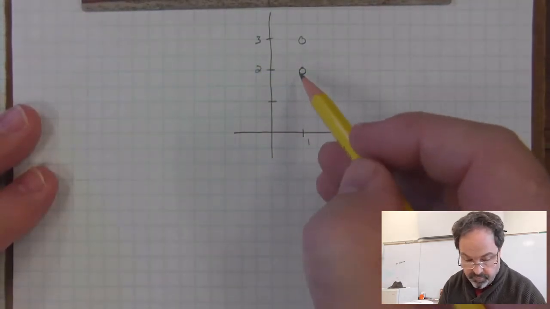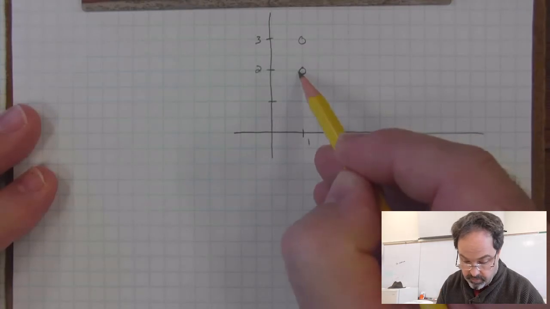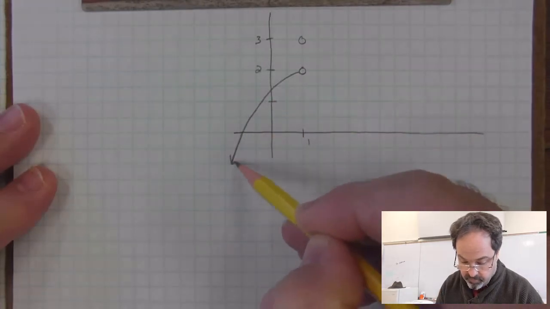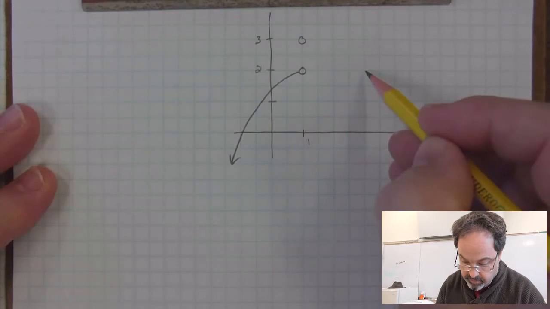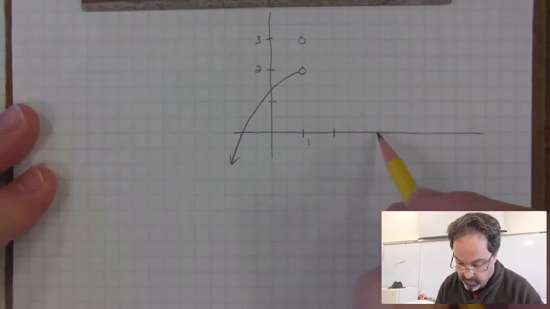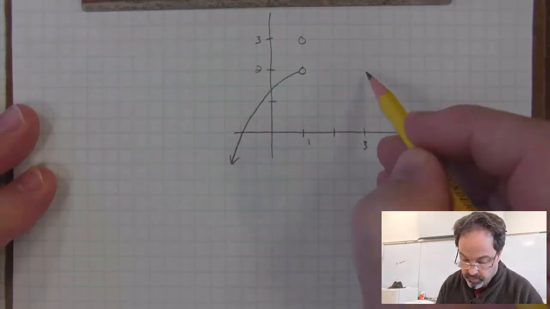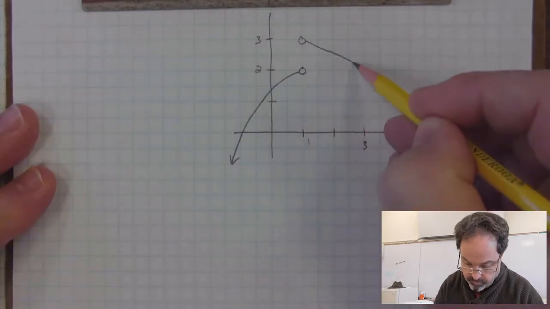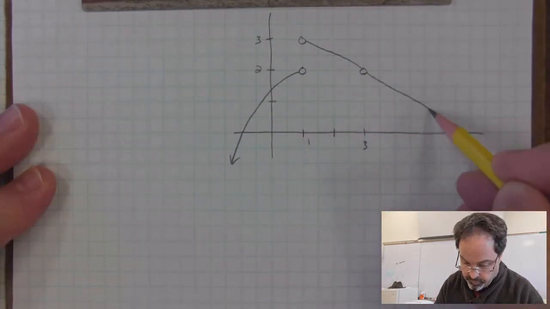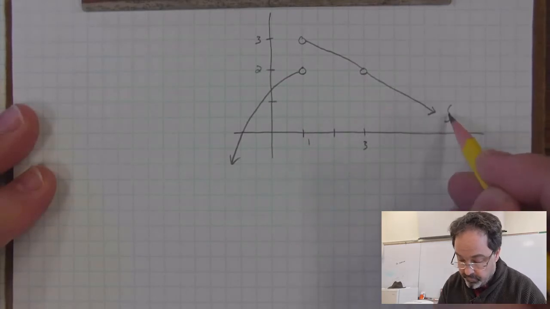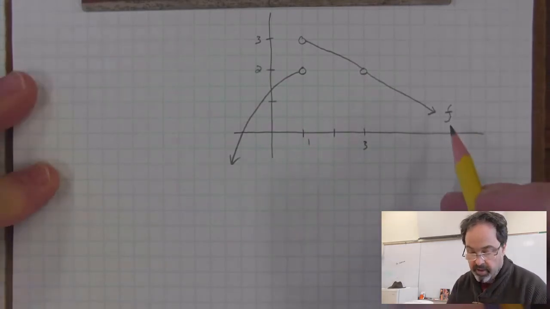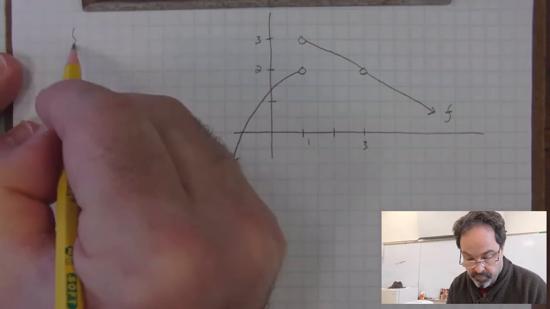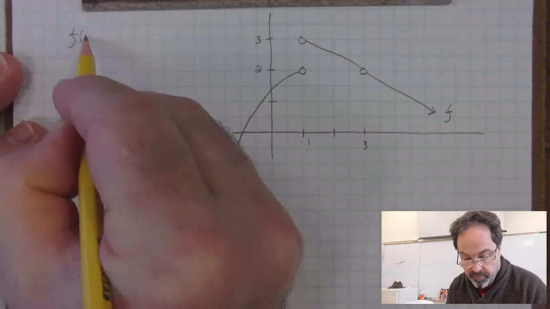This is going to be a transition between a curving piece of the piecewise function and a linear piece that will also have an open dot at (3, 2). We'll call this function f, and we're going to ask several questions about this graph.